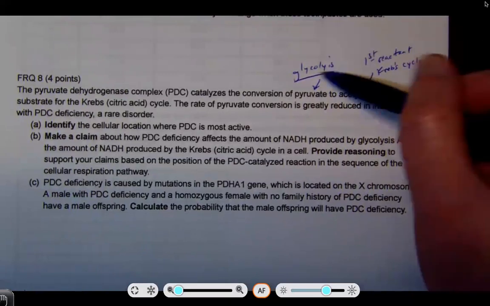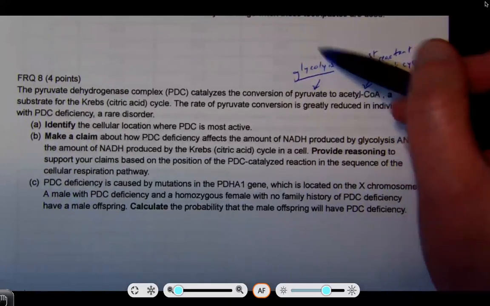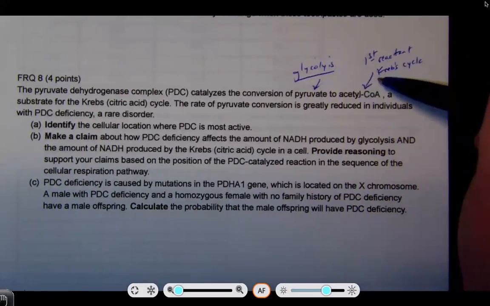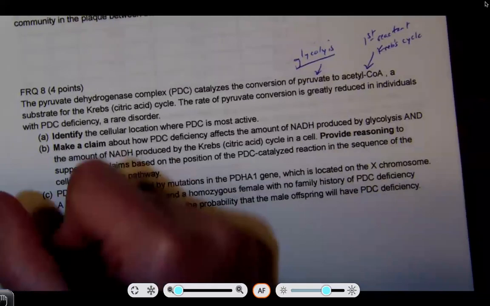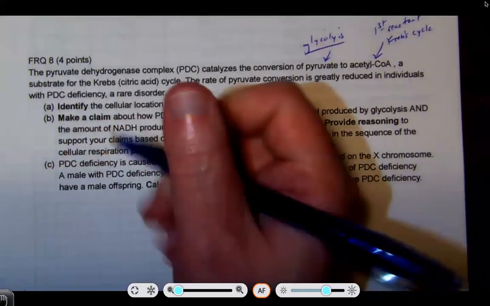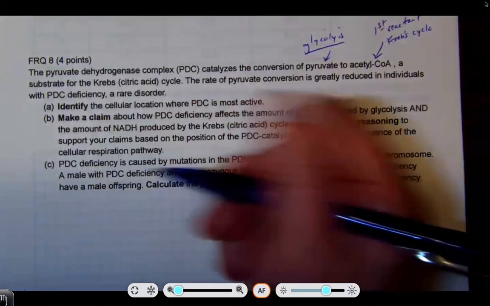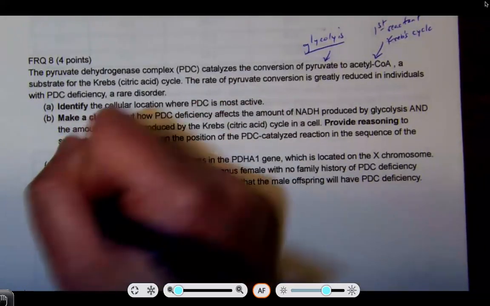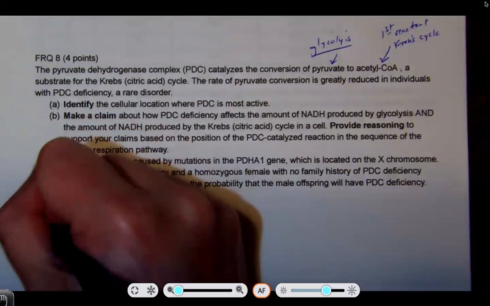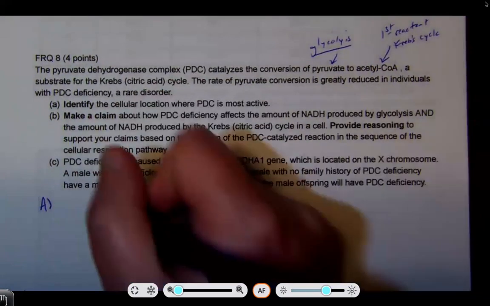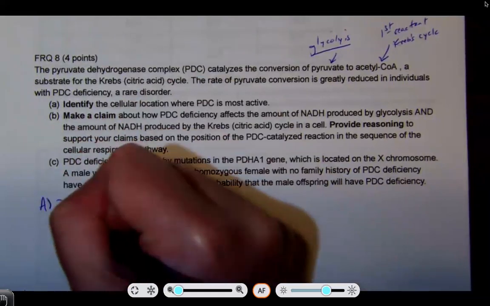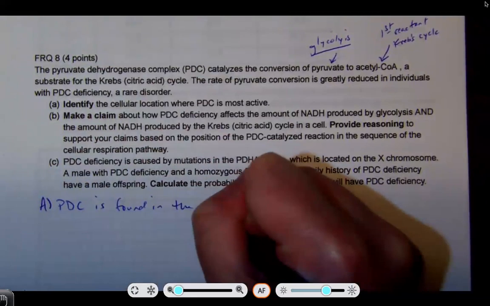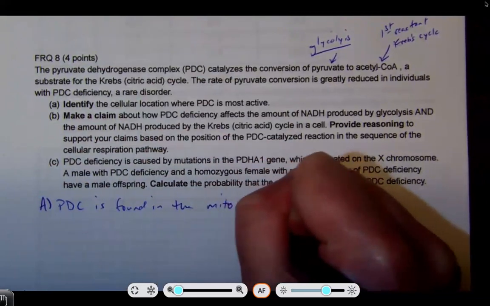Well, glycolysis is in the cytoplasm, but acetyl-CoA gets created in the mitochondria. So part A simply wants to know that this PDC happens in the mitochondria, specifically the mitochondrial matrix. But you only need to mention that it happens in the mitochondria. So PDC is found in the mitochondria.